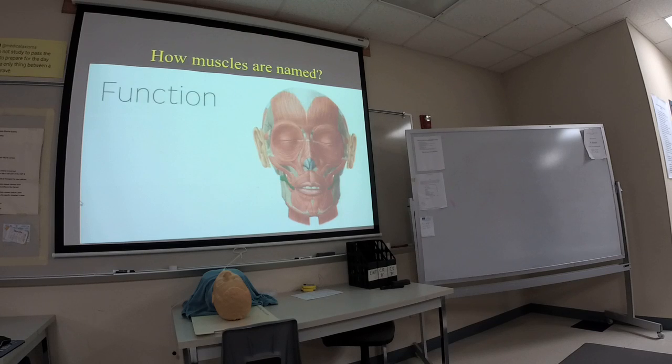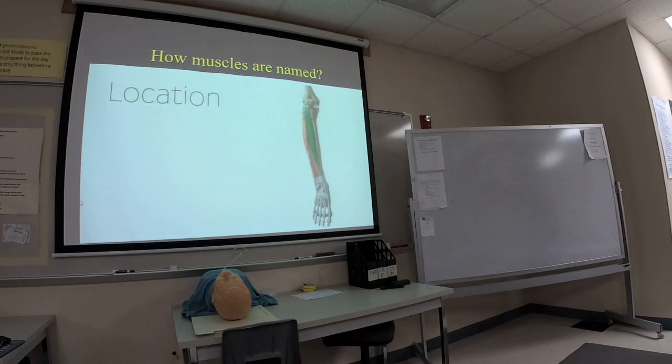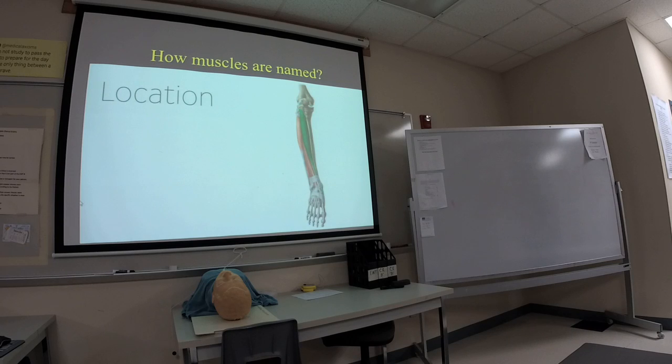For example, the Latin word risus means laugh, and therefore the muscle of facial expression that is used when a person is laughing is called the risorius muscle. And this muscle is sometimes simply referred to as the laughing muscle. Finally, some muscles are named according to their location in the body. For example, the tibialis anterior muscle is located in front of the tibia.